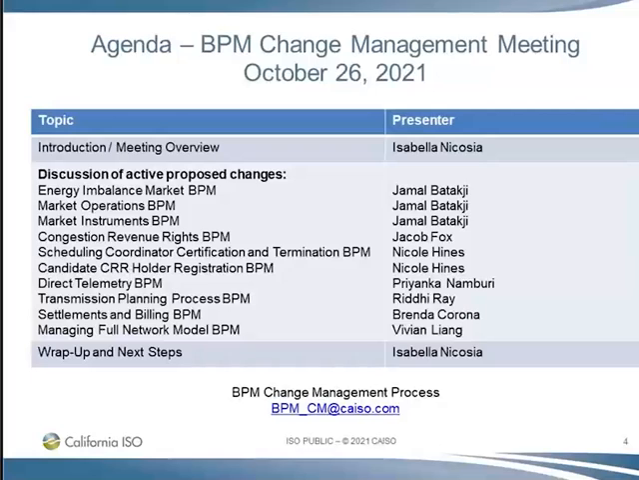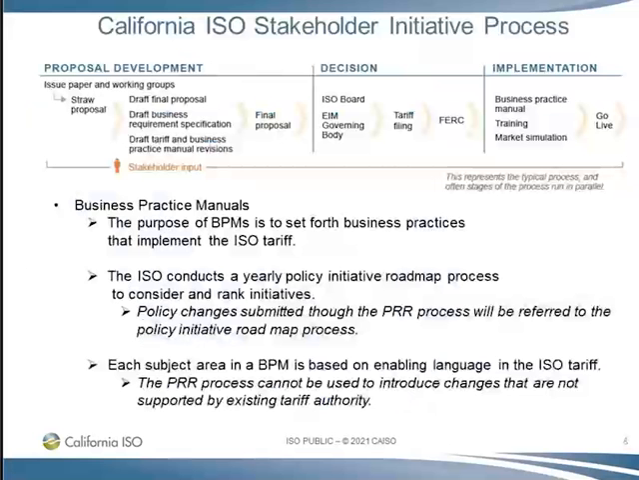On the agenda today, we're covering 10 BPMs. We have a total of 23 PRRs in the initial and recommendation stage. We have one PRR that was submitted by a stakeholder, and the rest of the PRRs were submitted by ISO staff.